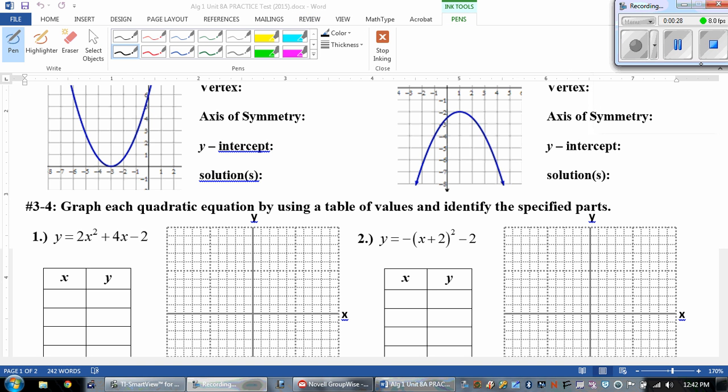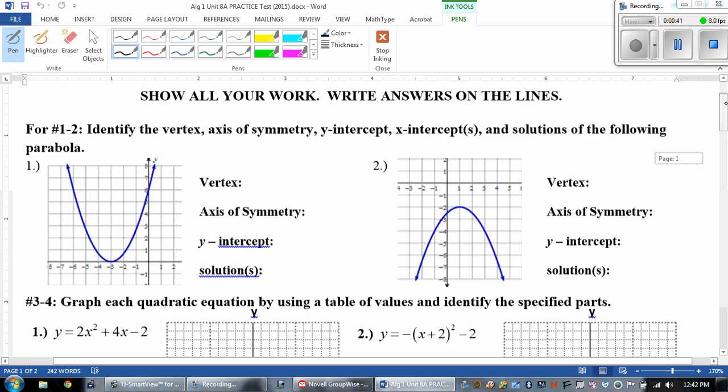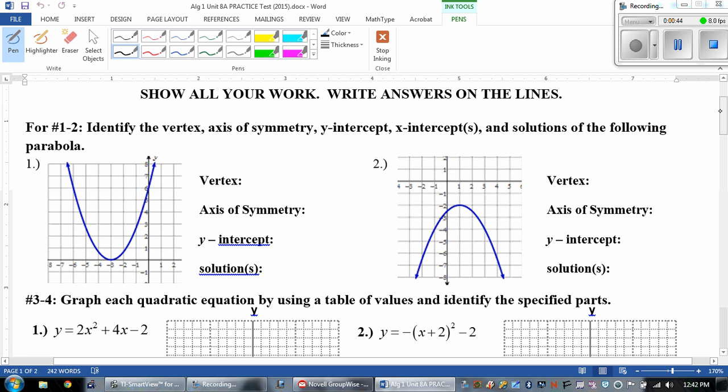All right, so number 1 and 2, it says to identify the vertex, the axis of symmetry, the y-intercept, x-intercept, and solutions of the following parabola. So let's go ahead. We'll do 1 together, and then I want you guys to do 2 on your own. Remember that the vertex is either the lowest or the highest point in your graph. And so my vertex here would be -3, 0.